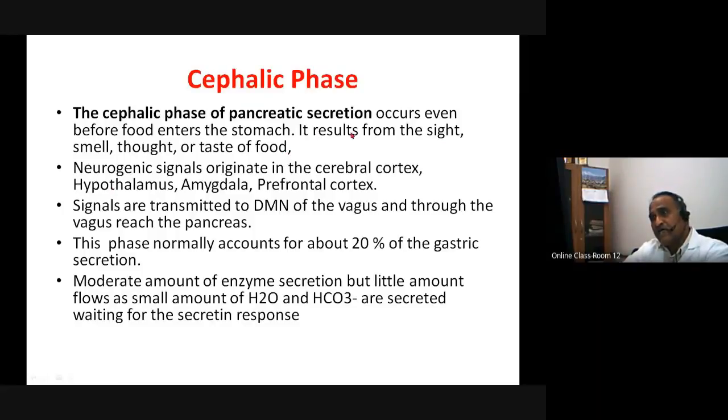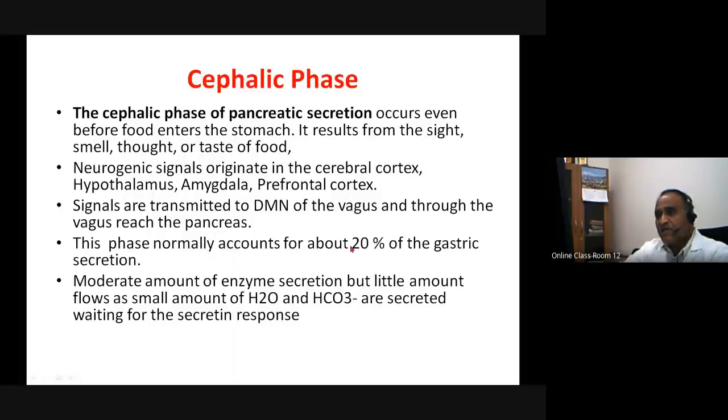And these conditioned reflexes are initiated by the cerebral cortex, the prefrontal cortex, the limbic system, and the amygdala, and it is mediated through the hypothalamus. From the hypothalamus, the dorsal motor nucleus of the vagus is activated, and that would reach the pancreas. That is how the cephalic phase is taking place.